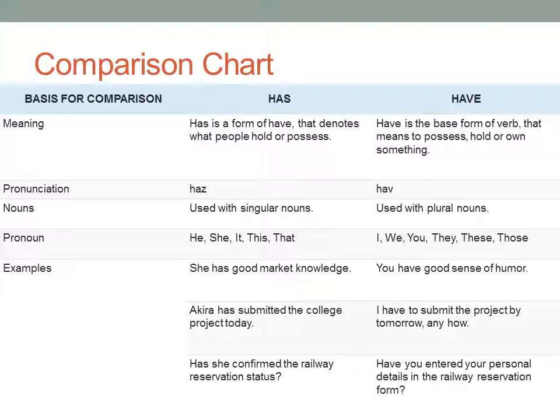Now, use with have. I have to submit the project by tomorrow anyhow. Have you entered your personal details in the railway reservation form?